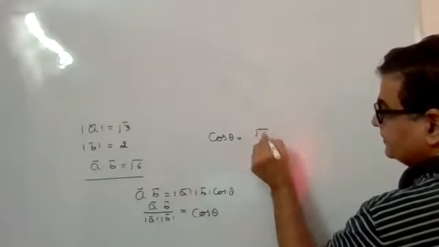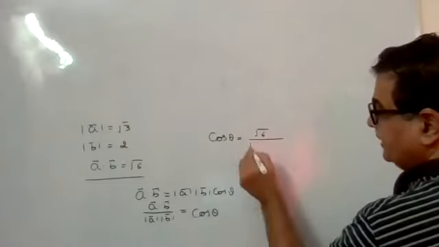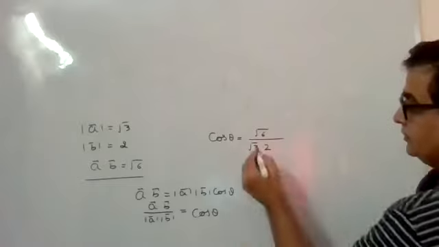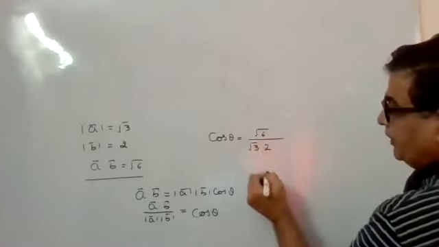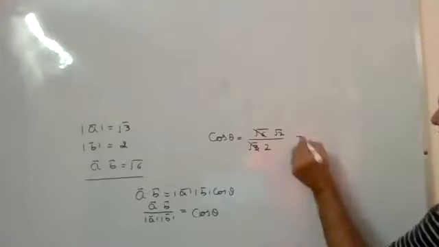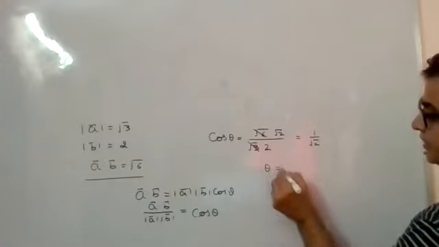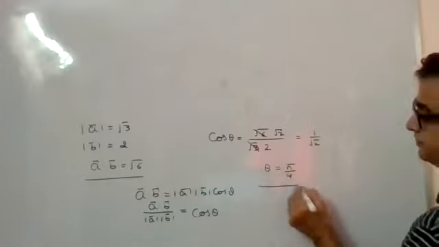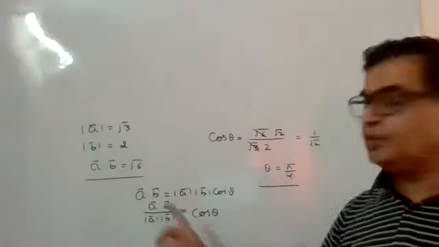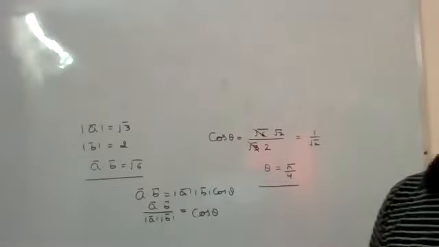Root 6, divided by magnitude A, that is root 3, magnitude B, it will be 2. Then root 3, when you solve it, what will it come? It will come root 2, and then it will come out to be 1 by root 2. That means what is theta? Theta is coming pi by 4. So this formula, either you use it or directly you remember, that is one and the same.